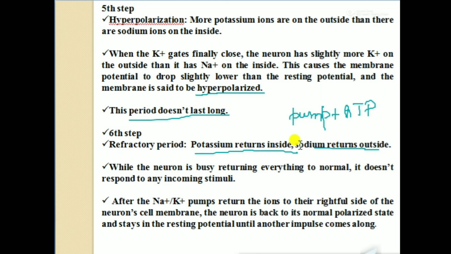In my next video, I will talk about the transmission of impulse through the synaptic knob, how the neurotransmitter will work, and what kind of neurotransmitter. There are two types of neurotransmitter.